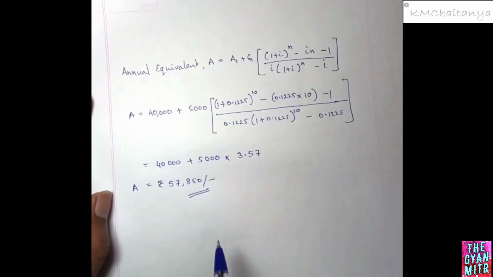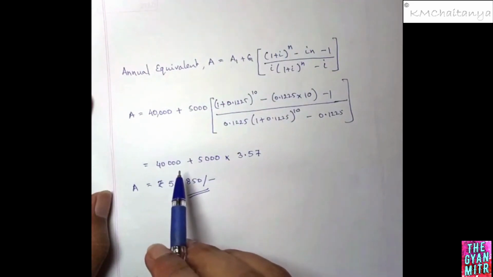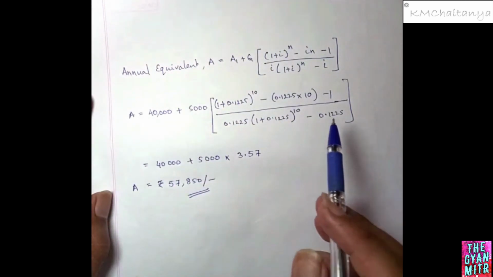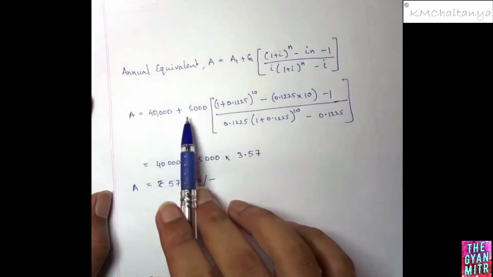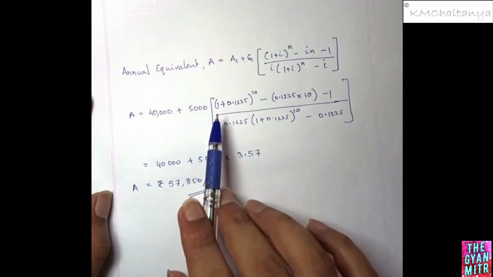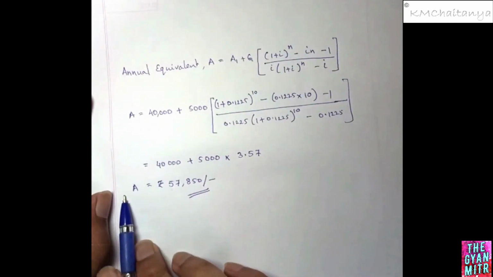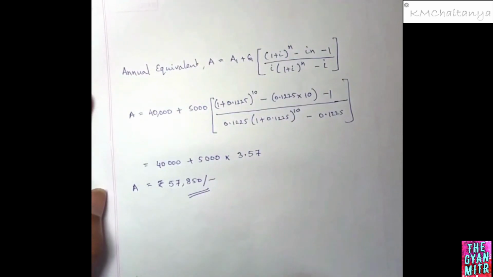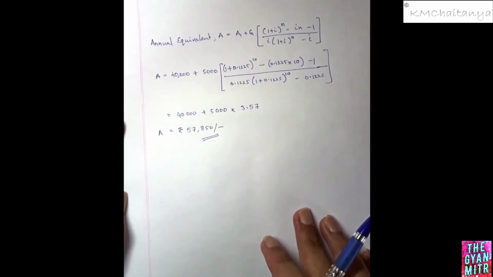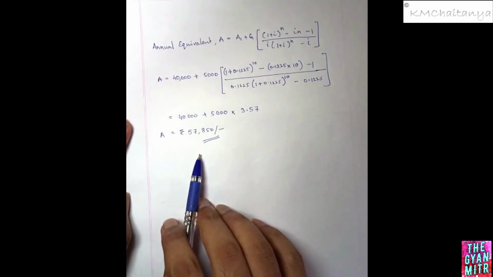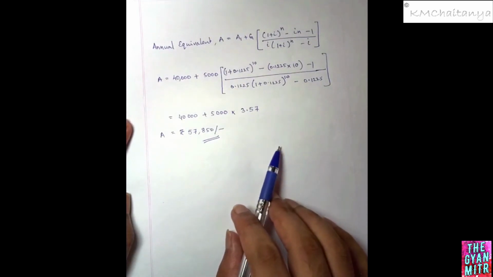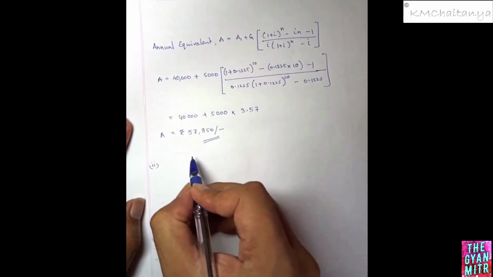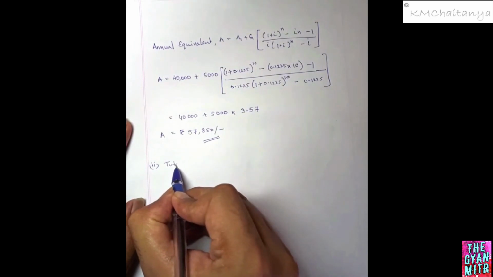So by converting the investment of Sushma, that is the initial deposit of 40,000 and thereon for the next 9 years an investment increasing by 5,000, it will give us an annual equivalent of 57,850 rupees. Now the question they have asked is, what is the total amount Sushma will be having at the end of 10th year?